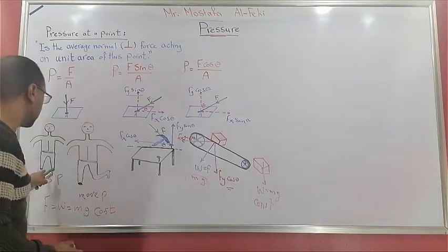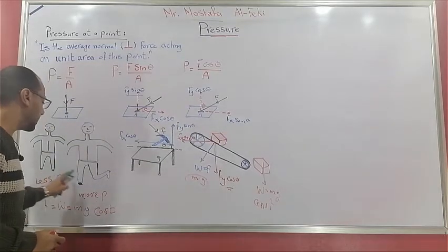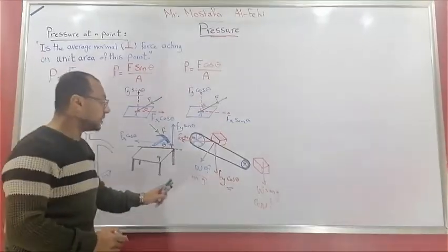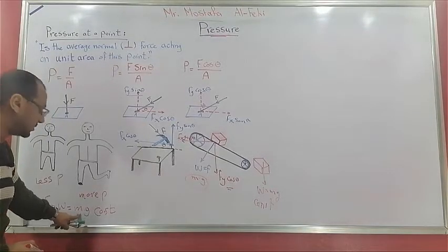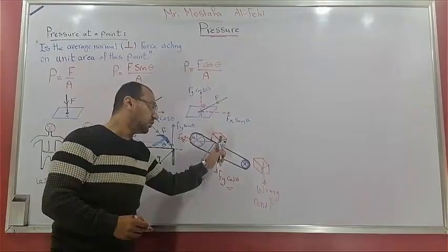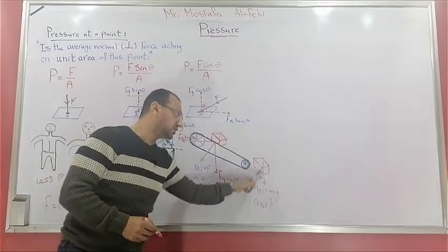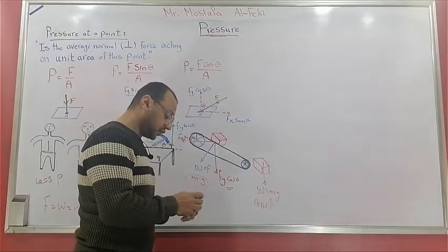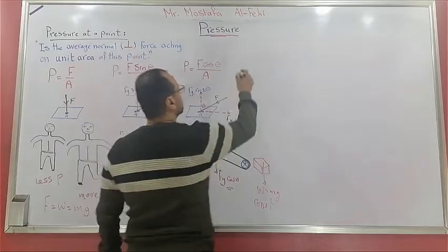Then the pressure decreases, the pressure increases, because the area differs from one case to another, but the force, which equals the weight of the object, which equals m times g, is constant, and the weight of the box is constant in the case of inclination or in this case. Pressure is directly proportional to the force.